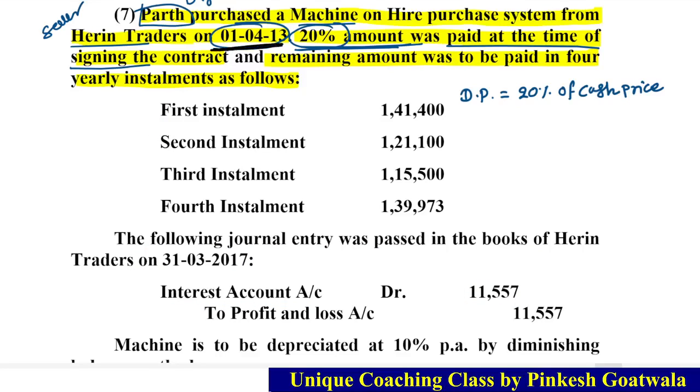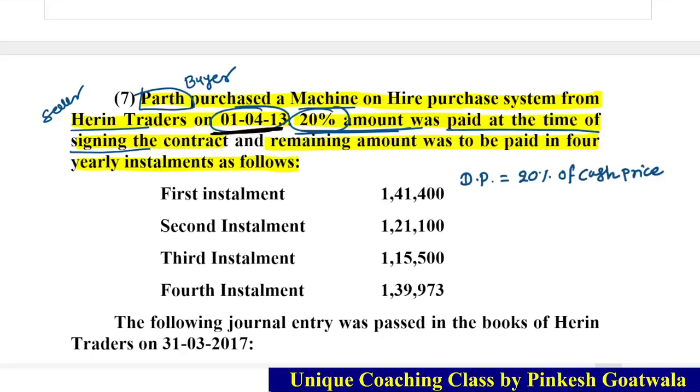So 1st April 13, when the contract was done, the contract થયું છે on 1st April 13, right? So first installment ક્યારે pay થયો હશે? 31st March 14 માં હશે. Then second 31st March 15. Then 31st March 16, then 31st March 17. Okay, it is the 4th installment.